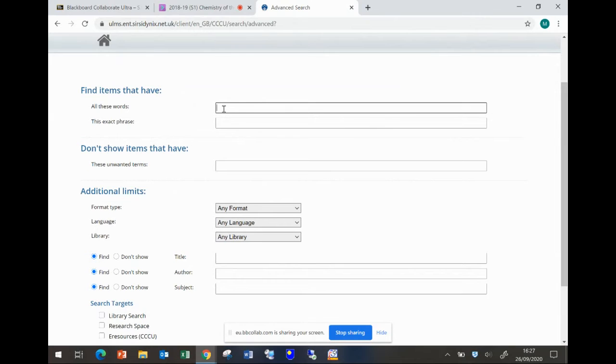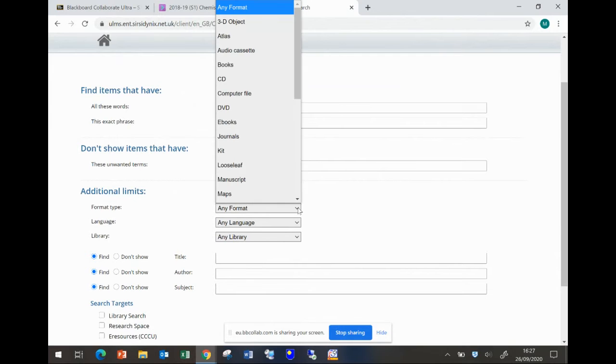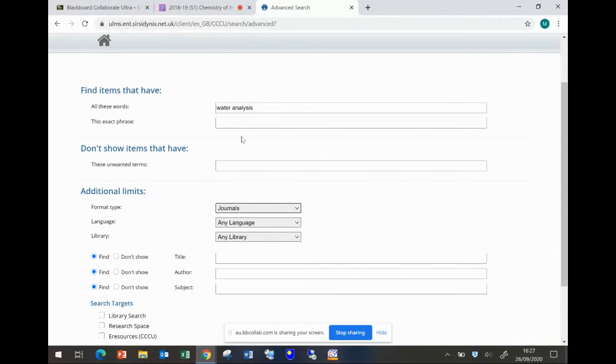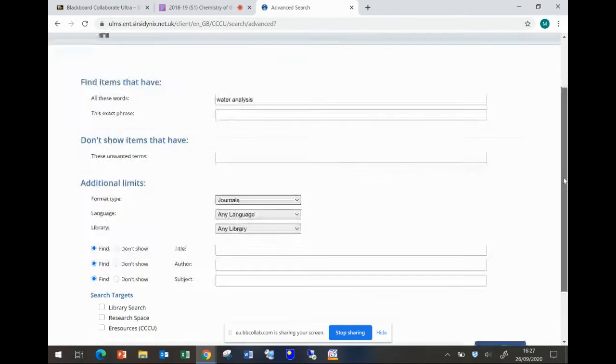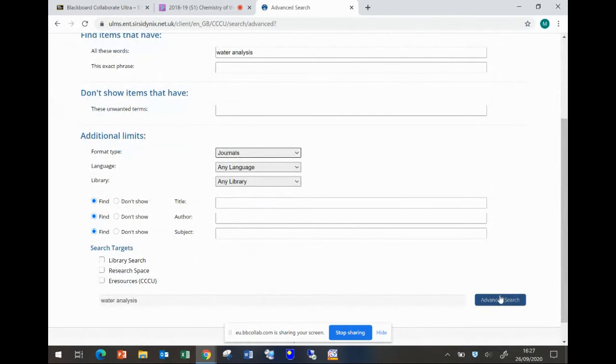The papers I'm asking you to write, both papers, are related to water analysis. Let's start with water: water quality, water analysis. I will try water analysis first. And this is the important bit. The format type: instead of choosing any format, I specifically choose journals. Then the search engine will prioritize journals, which is the sort of academic source that I'm expecting you to quote at this level in your degree. So I click advanced search and see what it gives me.